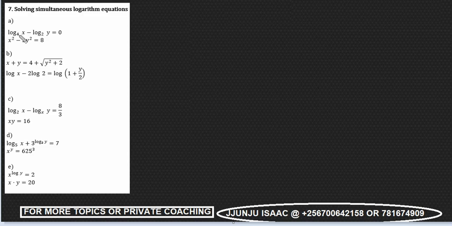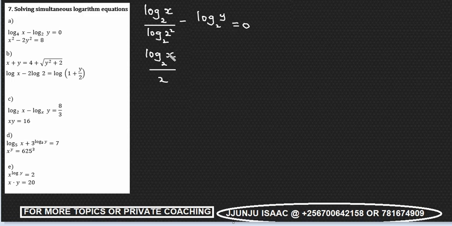So let us first change. You can either convert this term to log base 2, or make this term log base 4, so that you work with the same base of the log. Let me change this to log base 2. So I'll be having log base 2 of x over log base 2 of 4, which is 2 squared, minus log base 2 of y equal to 0. So this is going to be log base 2 of x over 2, because now this 2 will come down and log base 2 of 2 is 1, so we remain with a 2. Then minus log base 2 of y equal to 0.